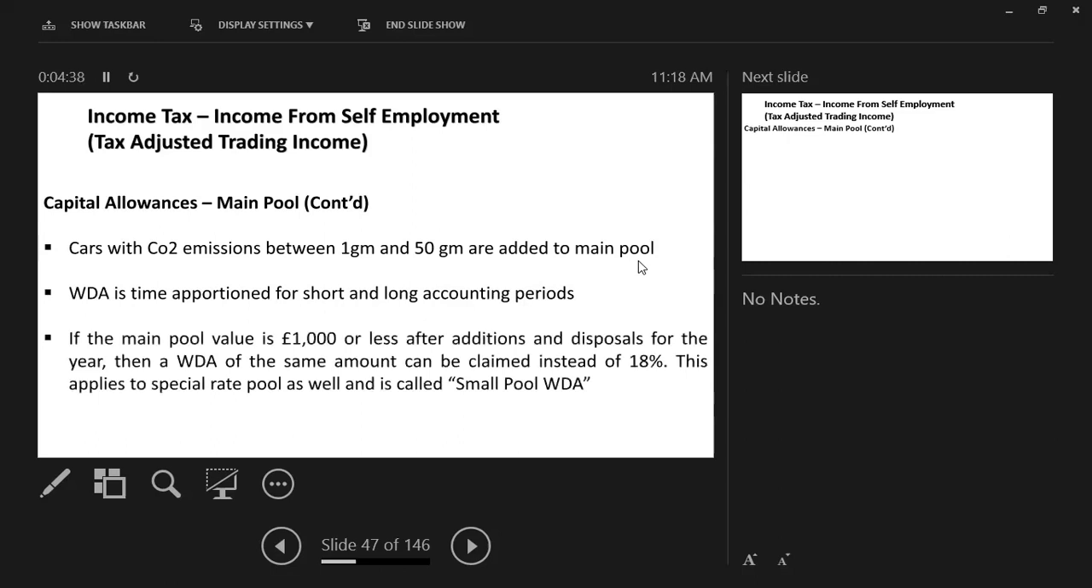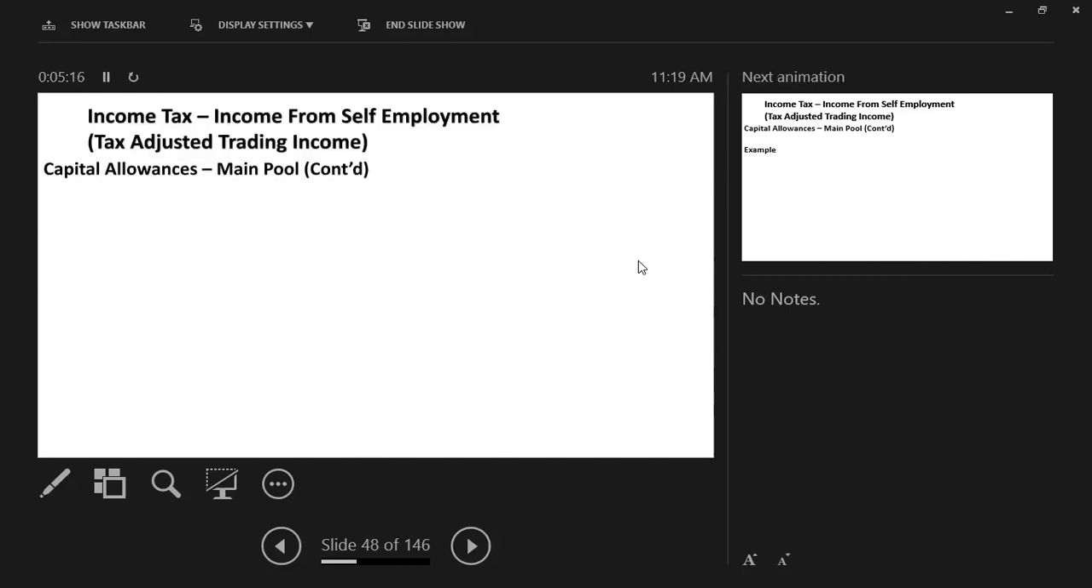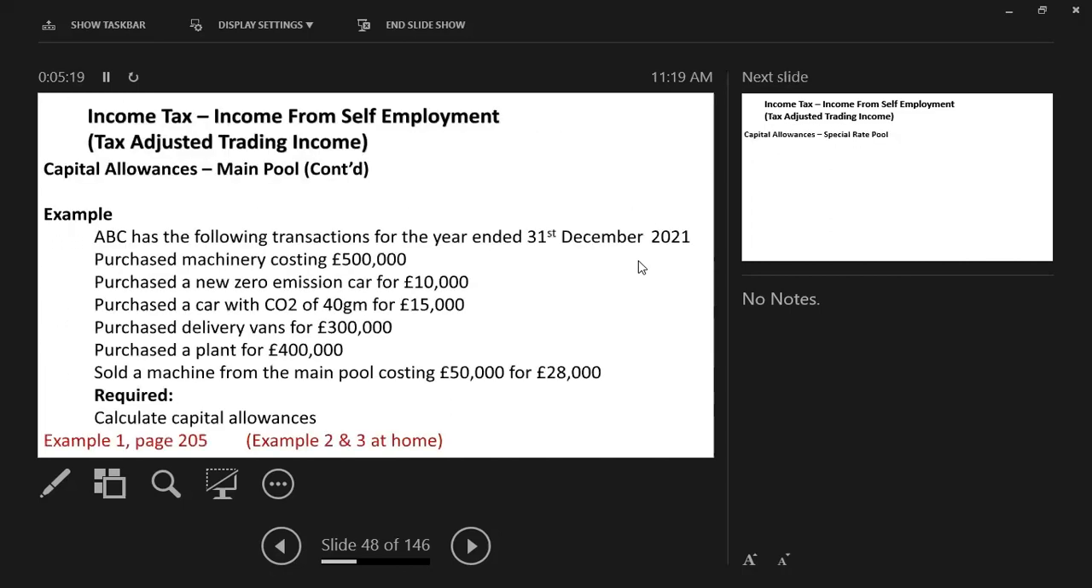I told you the small pool WDA as well. If the pool balance is £1,000 or less, it is not charged 18%. Straight away, the whole amount is calculated as allowance. We call it the balancing allowance if it is positive; if it is negative, we will call it balancing charge. But normally in the pool, it's positive. So we will call it a small pool WDA. Balancing charge is a negative figure. Normally, we will discuss that later. This is something which we call small pool WDA. Any value of the pool which is equal to £1,000 or less, we will charge the whole amount as capital allowances. So continuing the main pool, let's discuss one example.